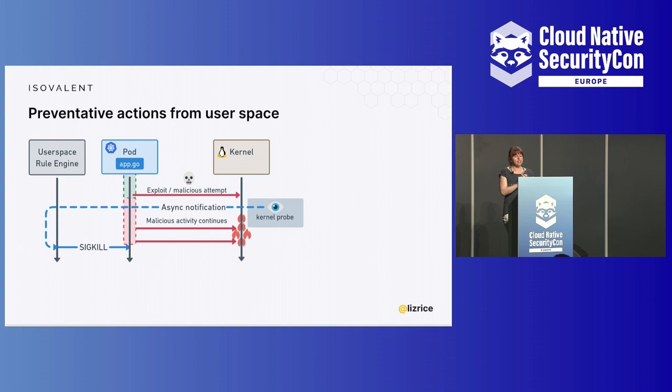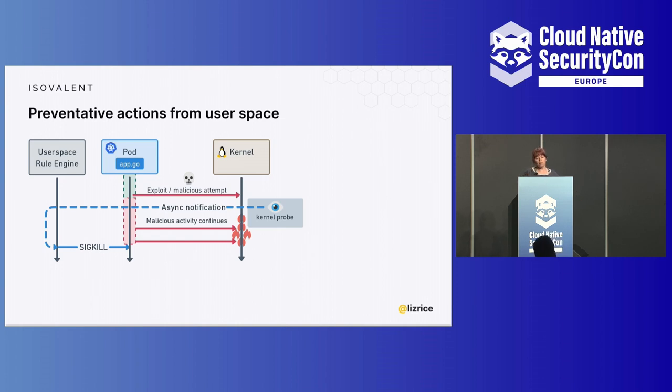The other thing that's really different from all of the other approaches that we've seen is the ability to prevent a malicious or suspicious activity. So the kernel probes that we've talked about previously, whether they're eBPF kernel probes for syscalls, or ptrace, or any of that family that hook into the early point of system calls, what they will do is notify a user space application, which can then take some preventative action.